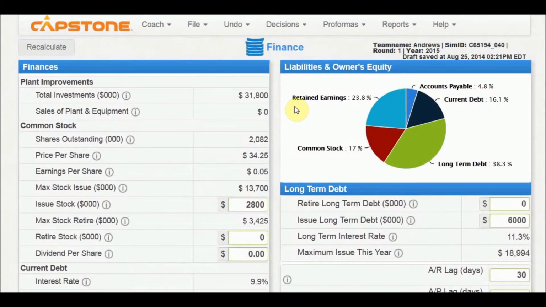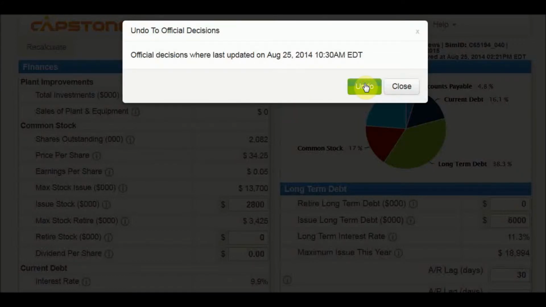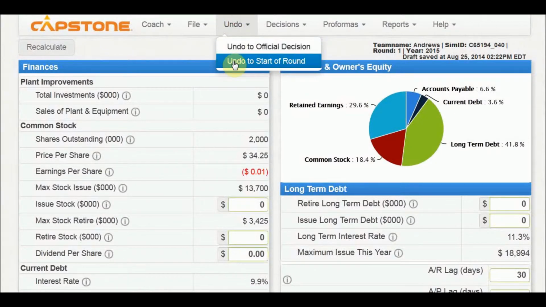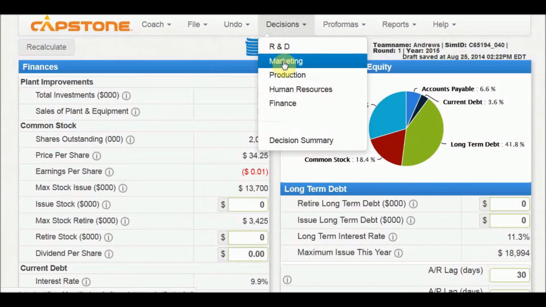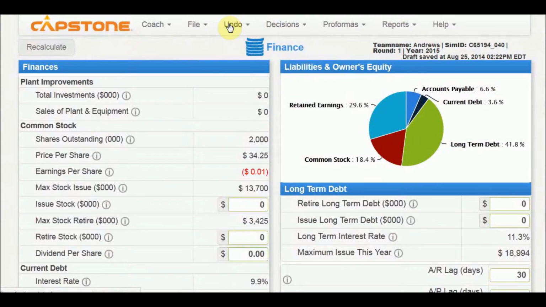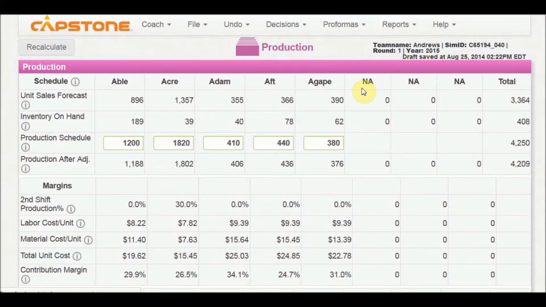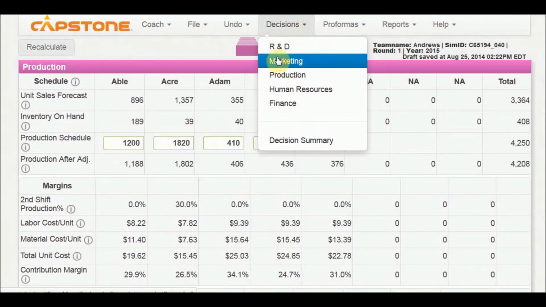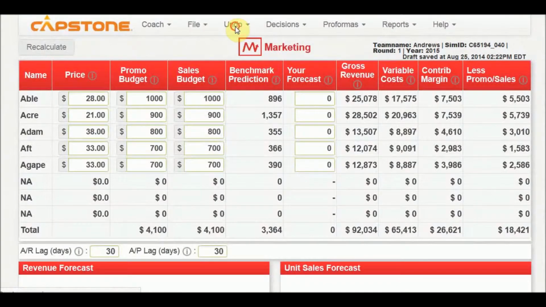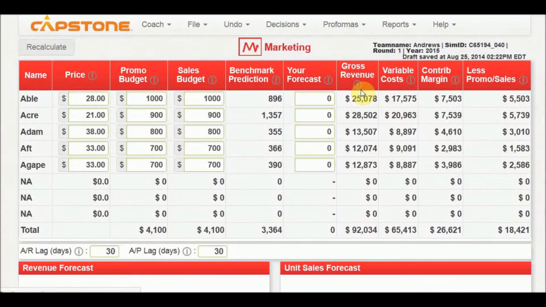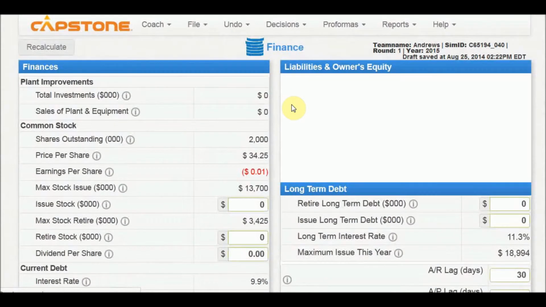If you don't like stuff you've entered, do what I'm going to do now, which is undo to official decision right here. And that gets rid of all the junk that I've entered in. And undo to official decisions. And here. I don't know if it undoes each one or if I have to do each page. So I'm going to do each page anyway. Okay.